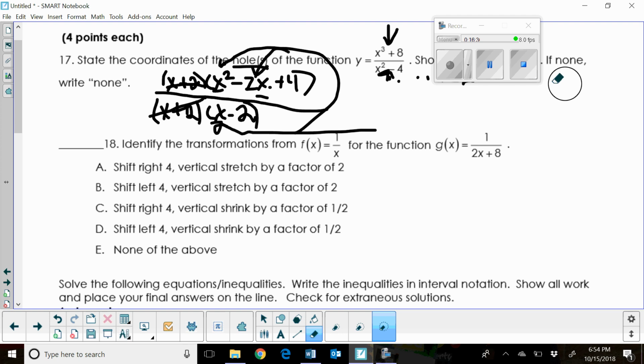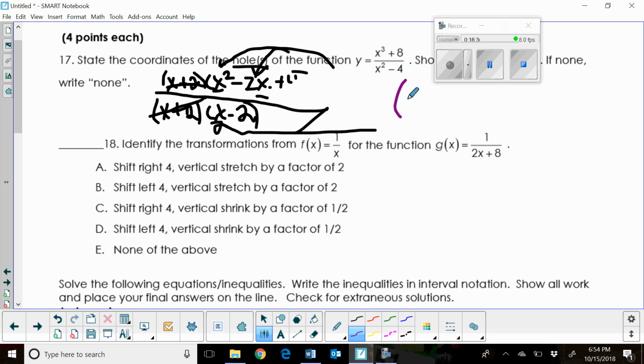Okay, so that answer, I'm going to rewrite it so we have it up here. And the answer was negative 2, negative 3. Okay, next problem. Identify the transformation. So we have to look and figure out what's happening. I need to factor the numerator out, or the denominator out. So let's take a 2 out, and we're going to get x plus 4.